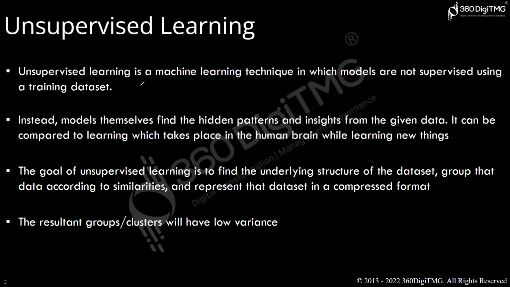Unsupervised learning uses machine learning algorithms to analyze and cluster unlabeled data sets. These algorithms discover hidden patterns or data groupings without the need for human intervention. In supervised learning, human interference is a must to find hidden data, but here we don't need any human interference.